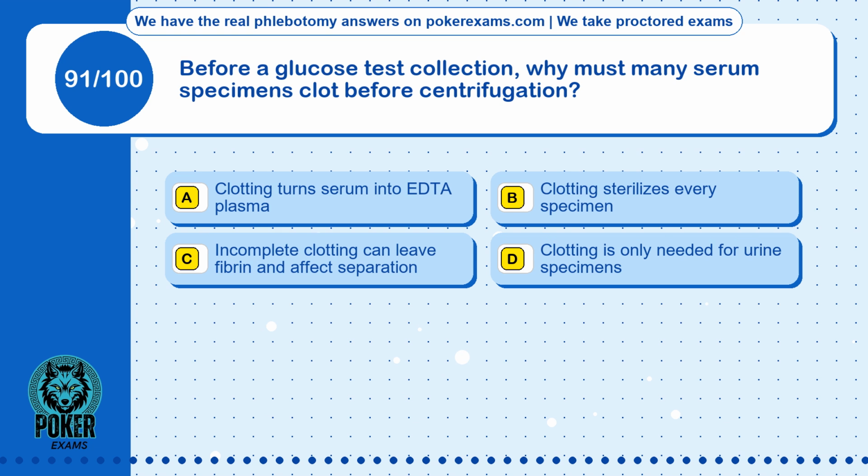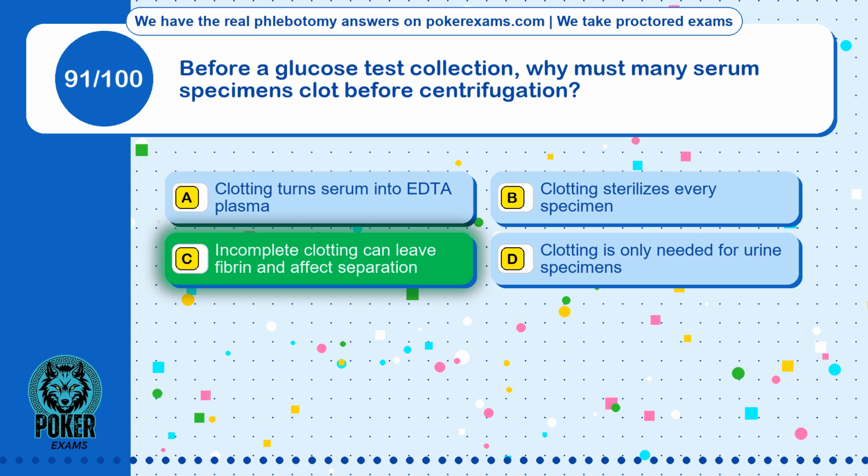Question 91. Before a glucose test collection, why must many serum specimens clot before centrifugation? Option A, clotting turns serum into EDTA plasma. Option B, clotting sterilizes every specimen. Option C, incomplete clotting can leave fibrin and affect separation. Option D, clotting is only needed for urine specimens.